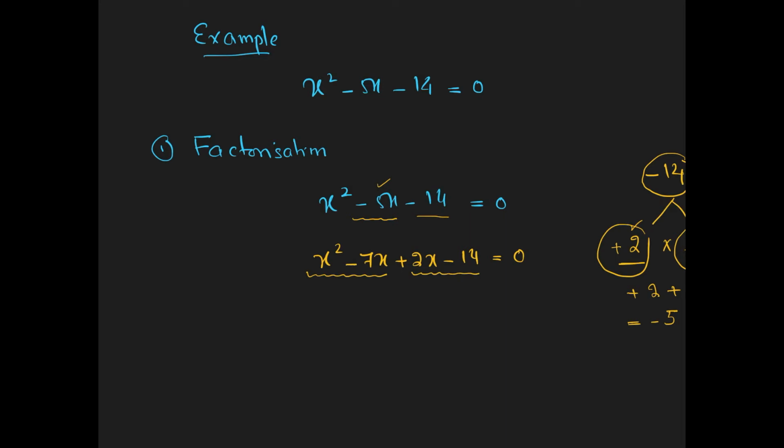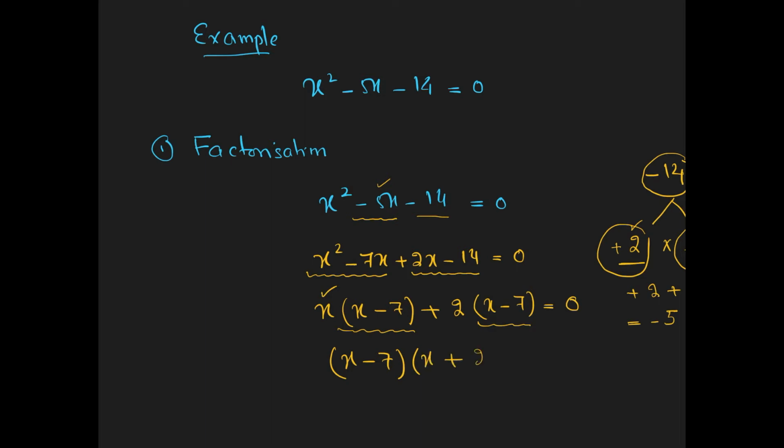In the first two terms, we can see that x can be taken as a common factor and the remaining factor is x − 7. And in the next two terms, we can take 2 as a common factor and the remaining term is x − 7 again, equal to 0. Now, clearly you can see that (x − 7) is a common factor, and once you take this out, in the first place you get x, in the second place you will get plus 2, equal to 0.